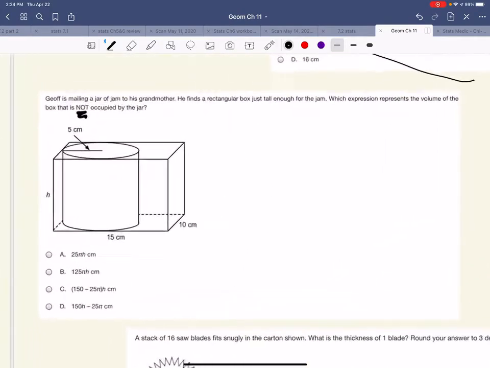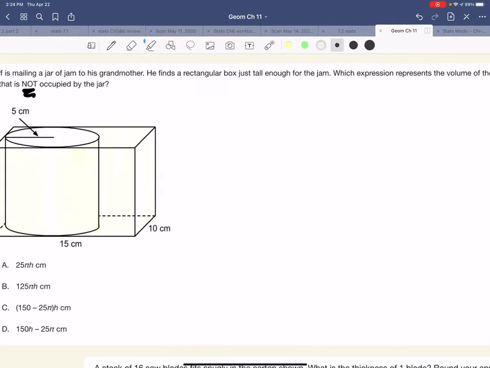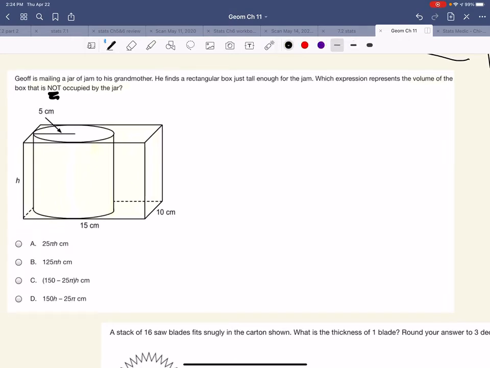Now, question number 3. Jeff is making a jar of jam mailing it to his grandma. How sweet. So we notice that there's some space around this jar, right? And that's actually what they want us to find out. What is the volume that's not occupied by the jar? So using this logic, we want the volume of the whole thing, the whole box, take away my jar, and that should be the space left over.